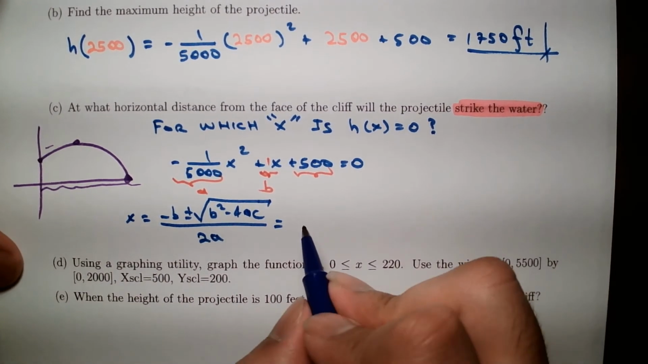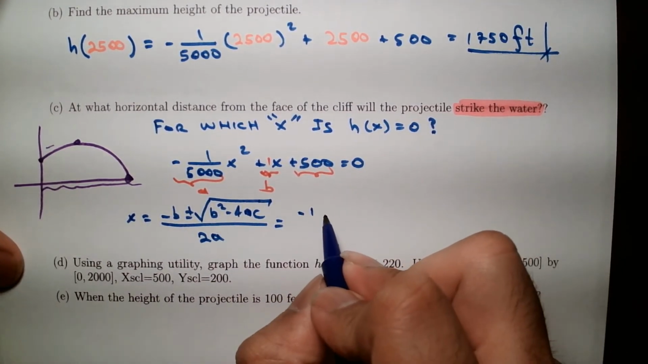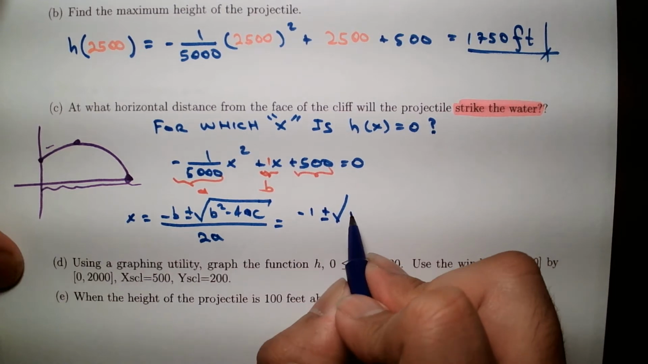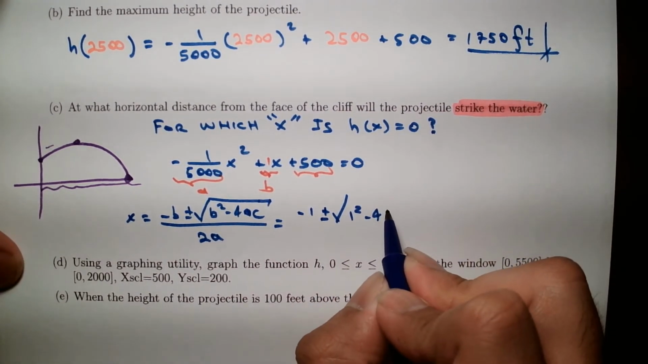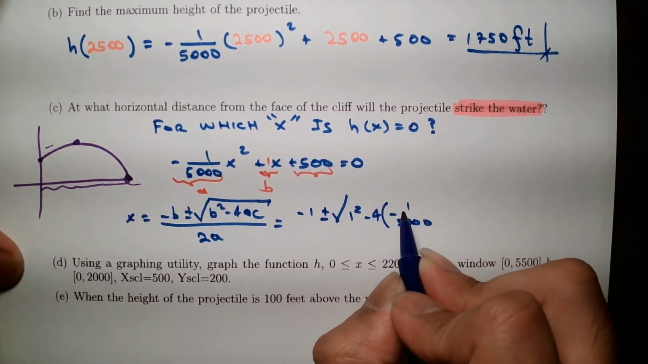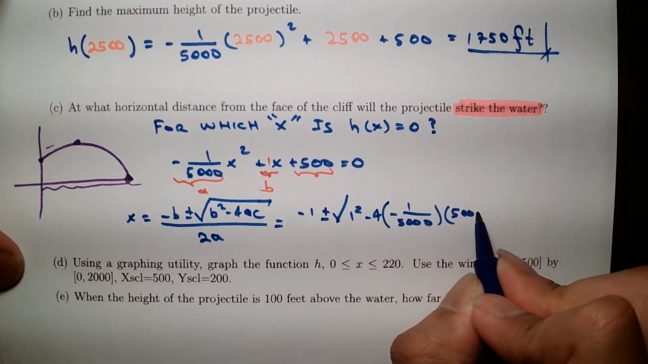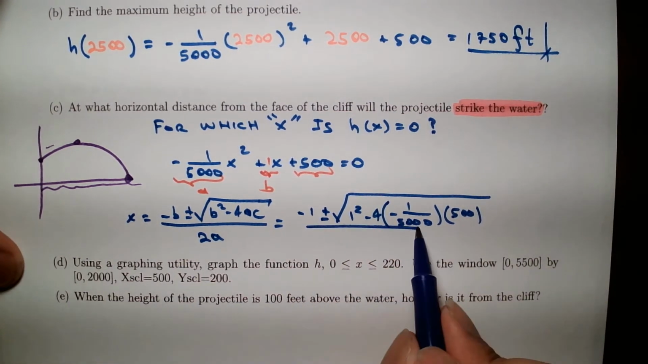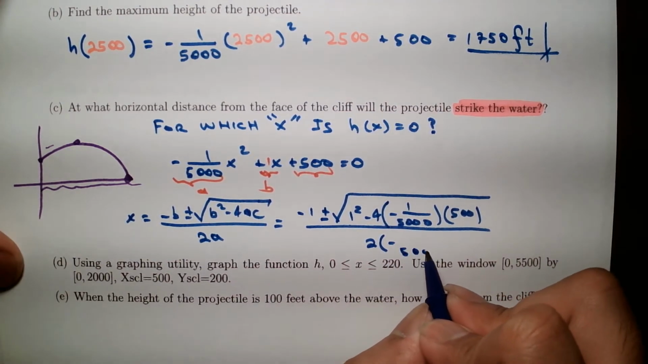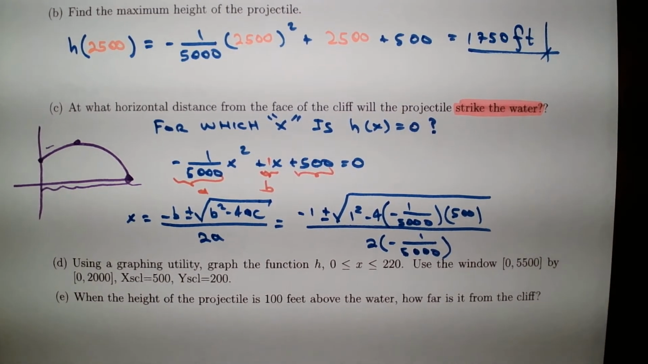So that'll be -1 plus or minus the square root of b, which is 1 squared, minus 4 times a, which is this ugly looking fraction, times c, which is 500. And then divide the whole thing by 2a, which is 2 times -1 over 5,000. So that looks really ugly to do.